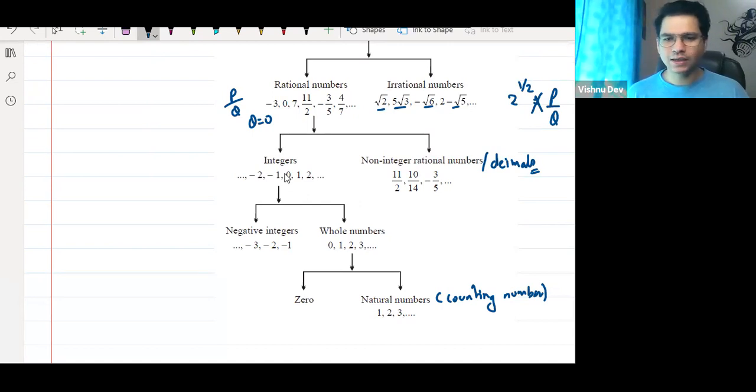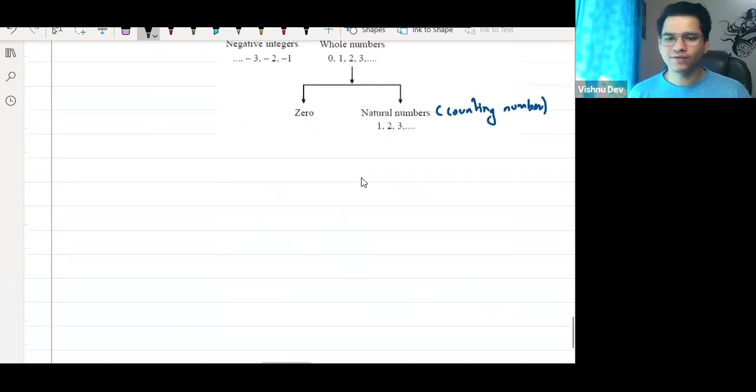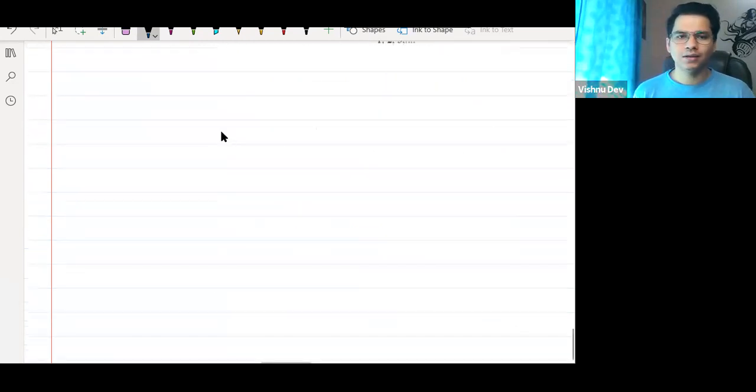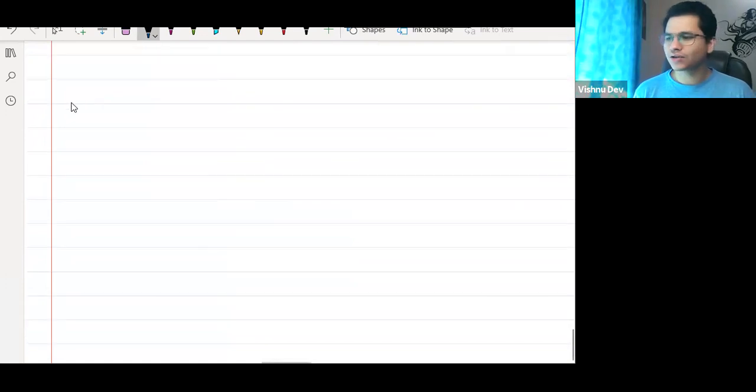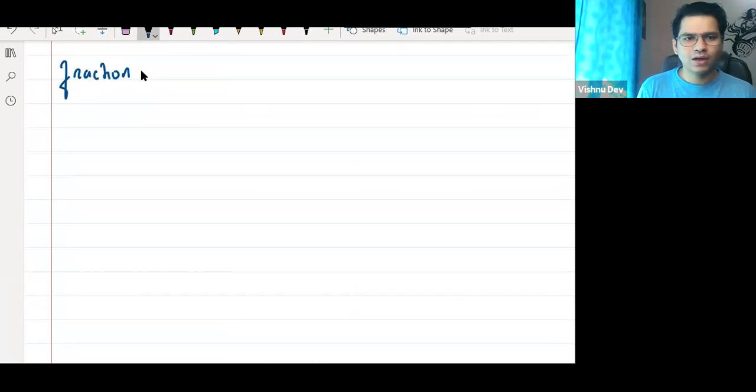Then integers we understood, right? Okay, negative number, whole number, zero, natural number, you understood. Hai na? Right? Let's talk about these non-integers or fractions. So I can say, sir, right? What is fraction? So let's talk about fractions. Hai na? Right? Bahut dikkat hota hai sir hame isme. So we will talk about fractions. What is fraction? So let us see.